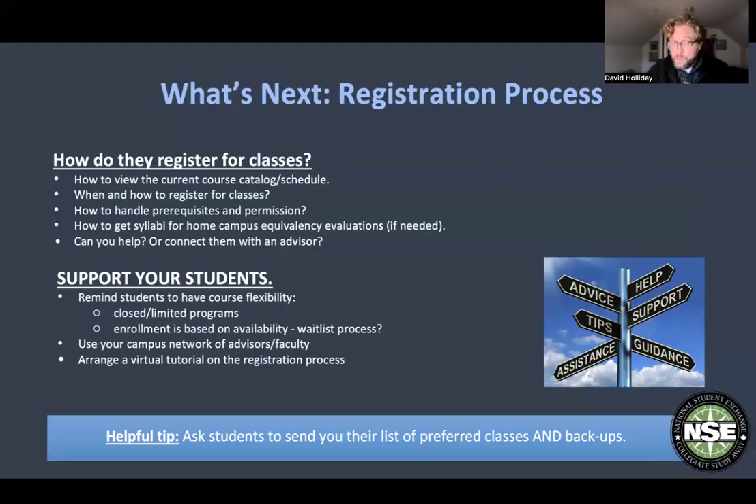One thing I really recommend, this is a helpful tip, is to ask students to send you their list of preferred classes and a few backup options. Again, if you're familiar with the registration process, sometimes you can sort of head off any potential issues. If a student is requesting a course that's in a closed department, or if you anticipate there being difficulty registering for certain classes, you can help intervene and maybe redirect the student. So that's been a really helpful thing that I've been doing the last couple of years.